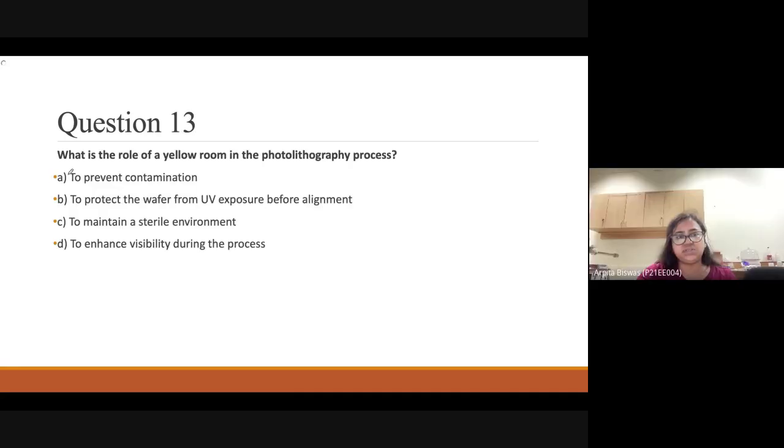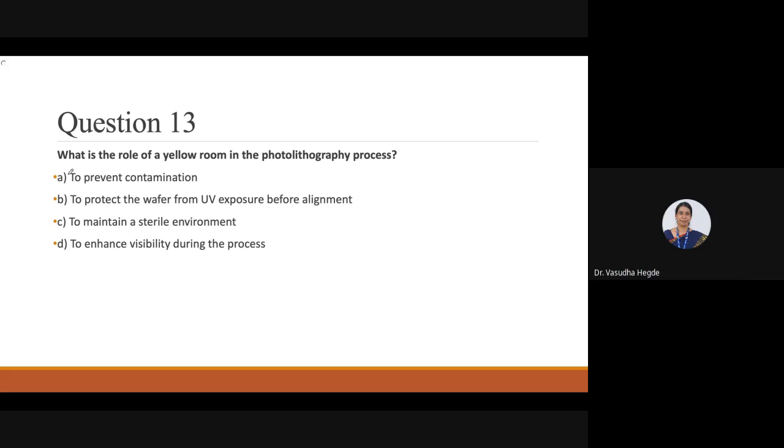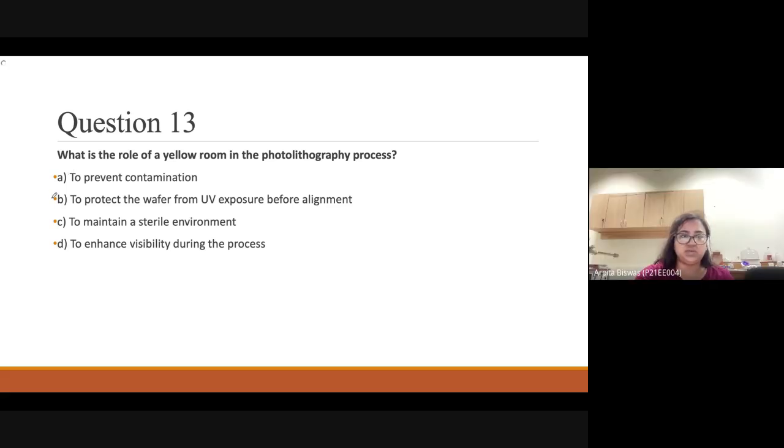Question number 13 is, what is the role of the yellow room in the photolithography process? First is to prevent contamination. Second, to protect the wafer from UV exposure before alignment. Third is to maintain a sterile environment. And fourth option, to enhance the visibility during the process. B, to protect the wafer from UV exposure. Yes, the right option is B.